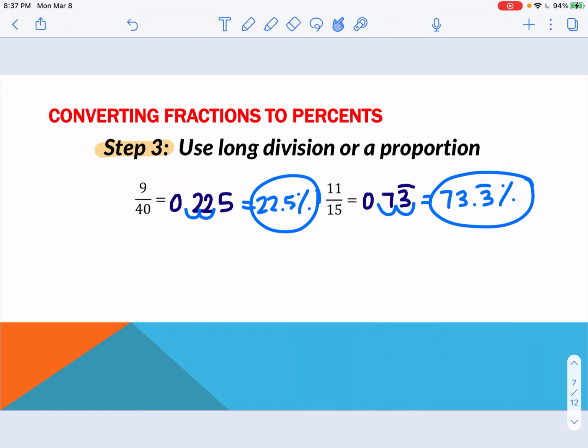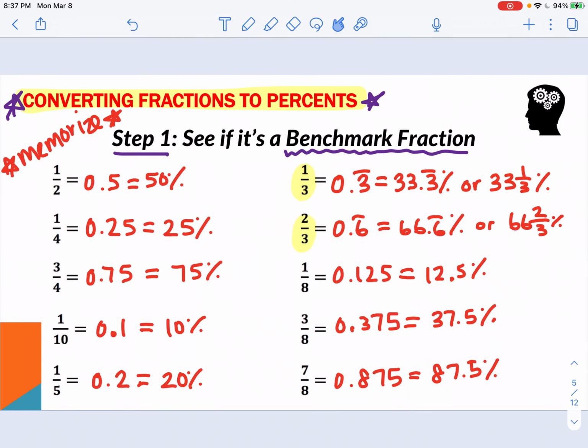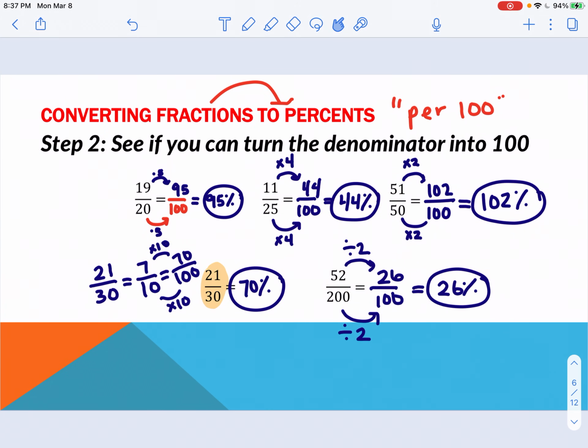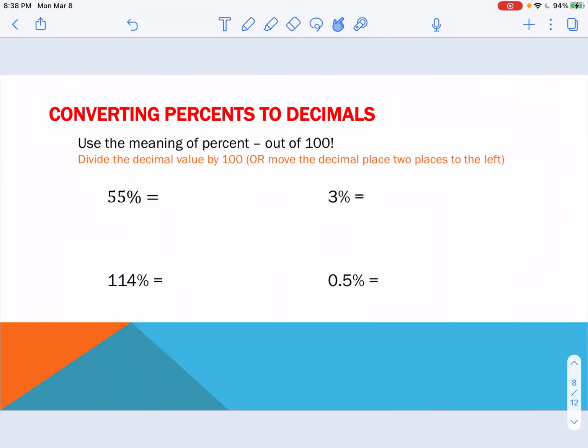So let's recap for a moment because we just did a lot at once. We started off by converting fractions to percents, and we said there's a 3-step process. The first thing we should see is if it's a benchmark fraction. If it's not, we should see if we can turn the denominator into 100. And then our last resort is always to do that long division. All right. Let's get to some easier examples. Let's talk about how to convert a percent to a decimal.